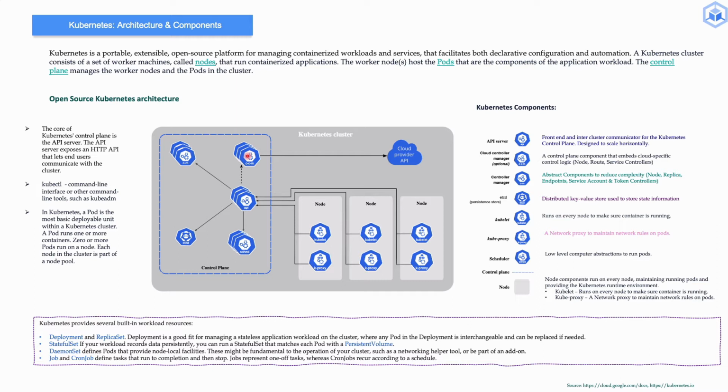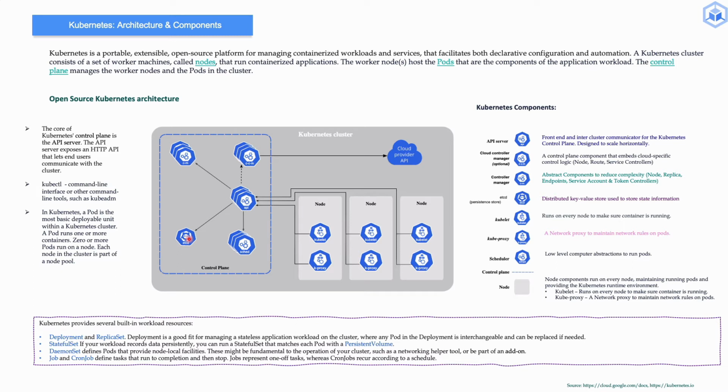So this particular component helps with adopting any specific cloud, whether it's Google, Azure, or AWS. Then you have Controller Manager. Controller Manager abstracts components to reduce complexity: node, replicas, endpoints, service accounts, token controllers, and all of that. Then you have etcd. etcd is a distributed key value store used to store state information.